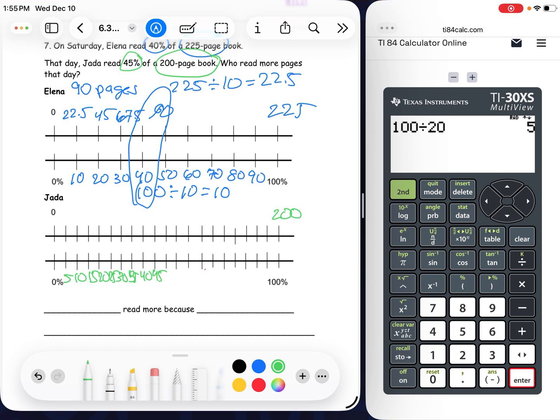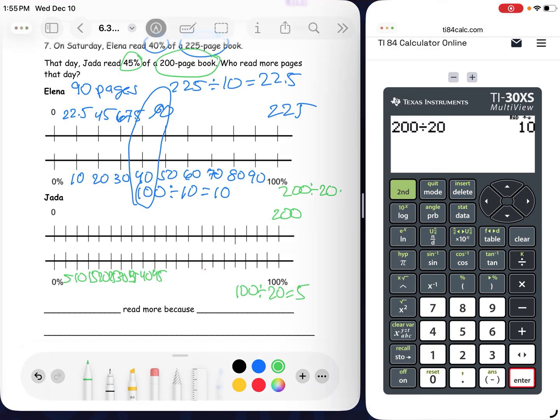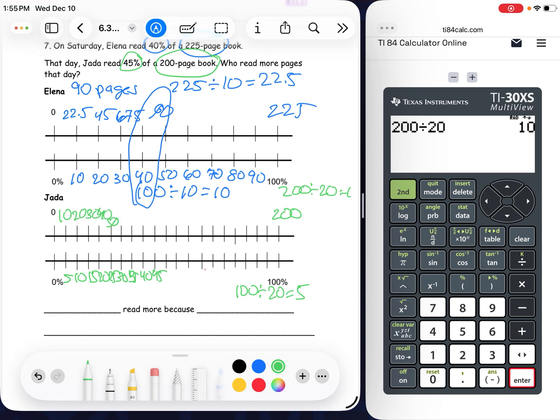I do one side, I've got to do the other. So I did 100 divided by 20, which equals 5. Now I'm going to do 200 divided by 20, which equals 10. Skip count by tens: 10, 20, 30, 40, 50, 60, 70, 80, 90. 45% is 90 pages.